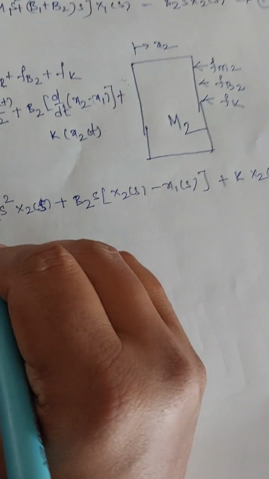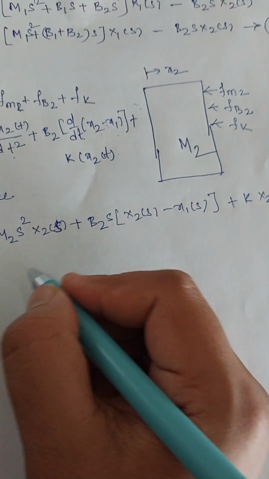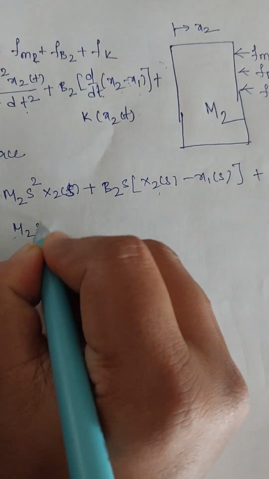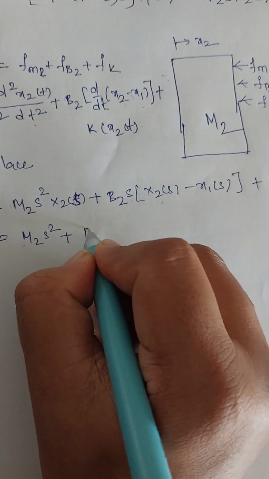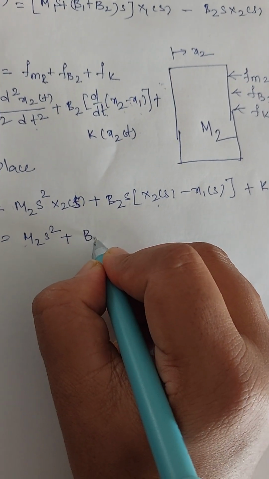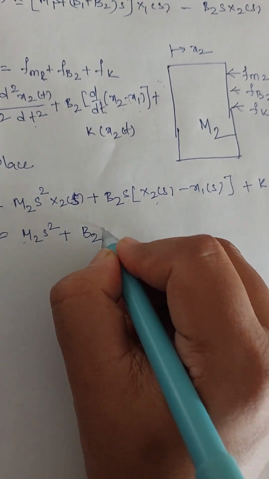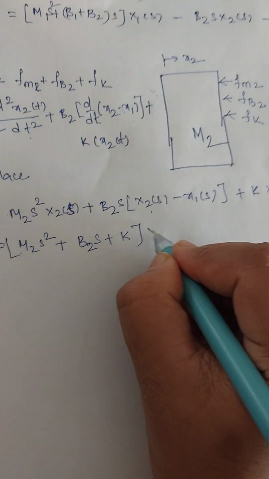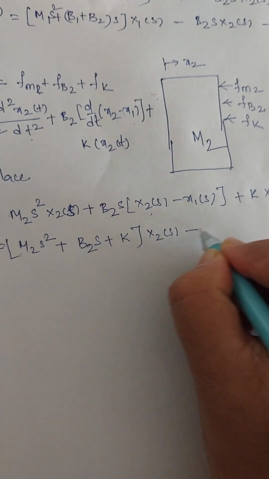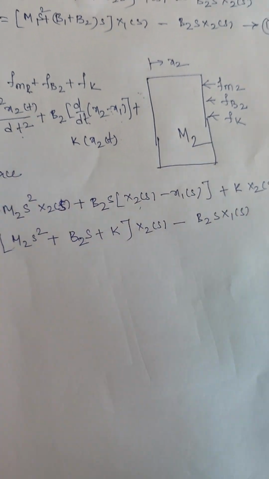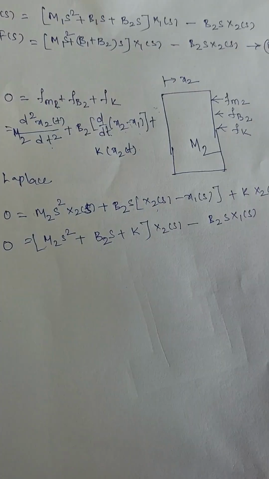Same as in the previous case, here we are going to take x2 as common. So m2 s square plus b2 s plus k into x2 of s minus b2 s into x1 of s is equal to 0. This will be equation 2.